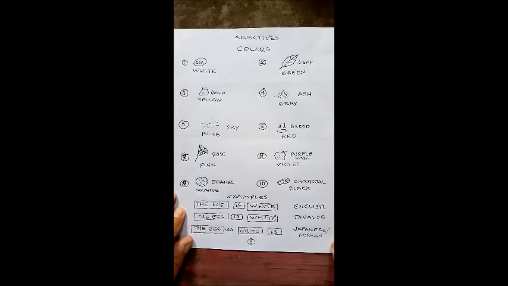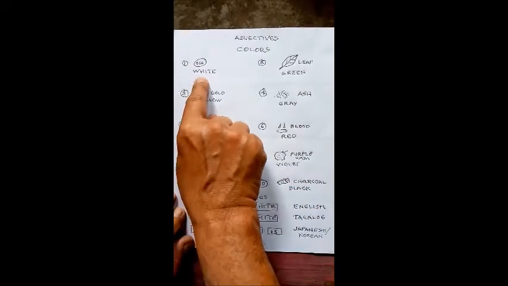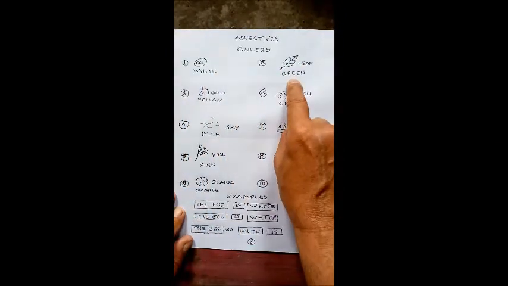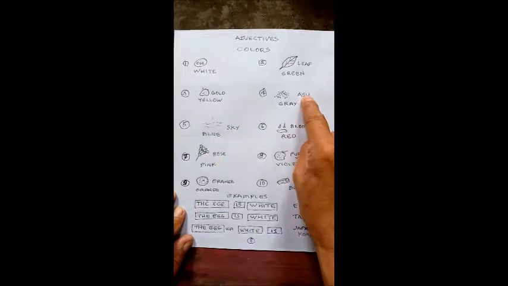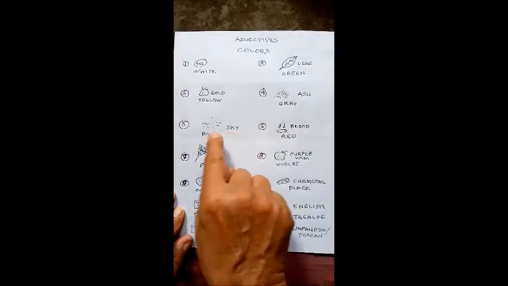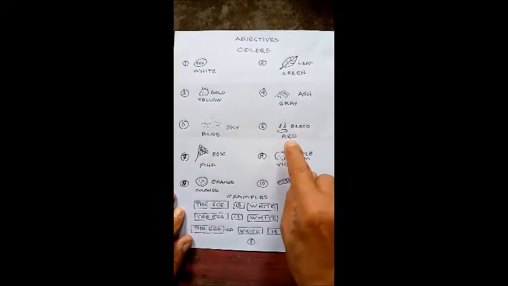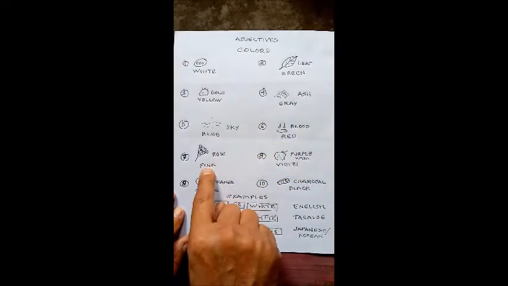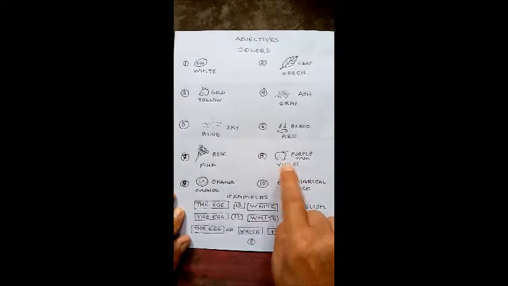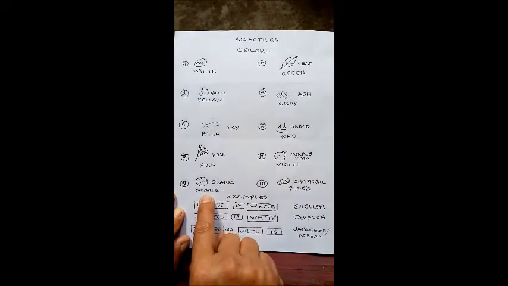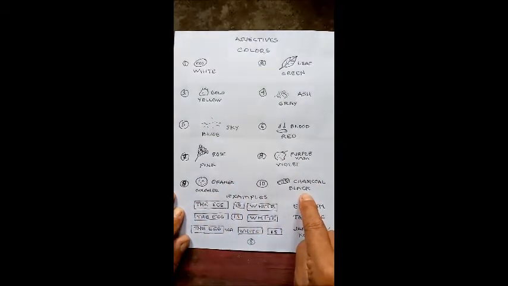Now I have some more adjectives for you regarding colors. So, the egg is white, the leaf is green, gold is yellow, ash is gray, the sky is blue, blood is red, rose is pink, the purple yam, the ube, what we call in Tagalog ube, is violet, the orange is orange, charcoal is black.